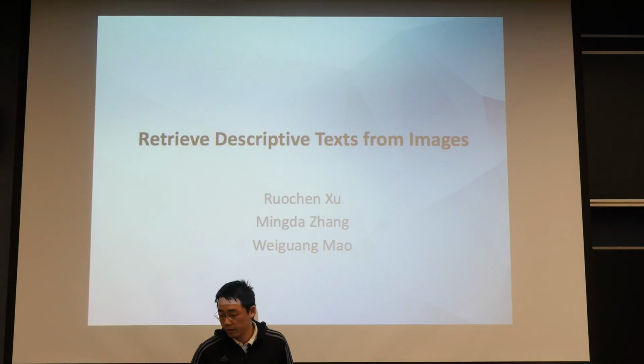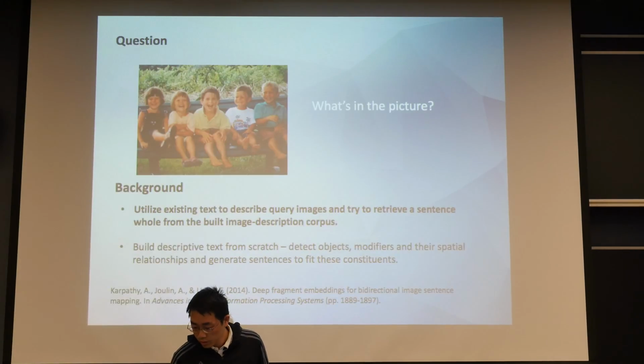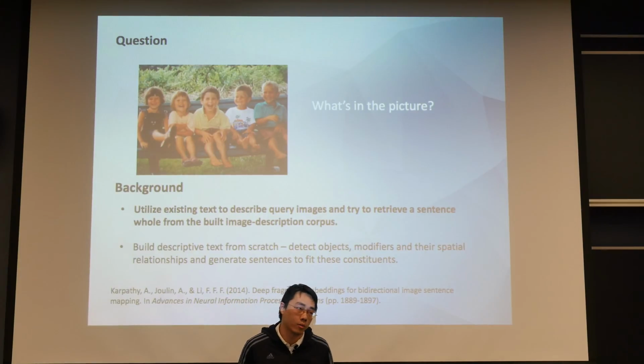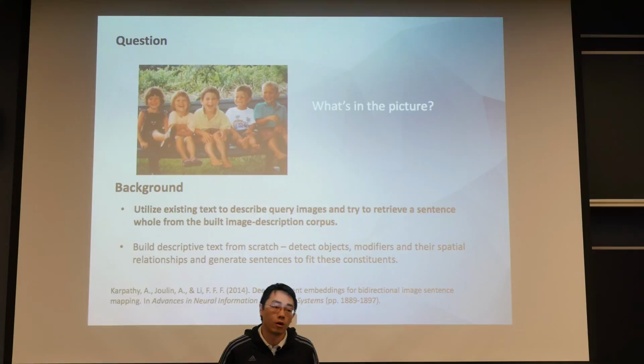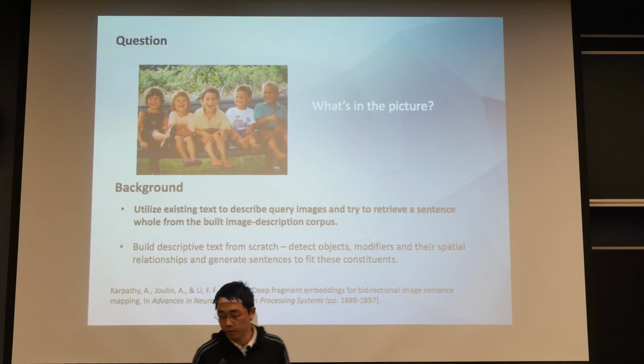The title of our project is to retrieve the descriptive text from images, and I'm Weiguang. As human beings, we can easily describe different images with words, but it's hard for AI to do so, and there are already billions of images on the internet. If we could make use of this amount of information, we could probably improve the performance of the AI.